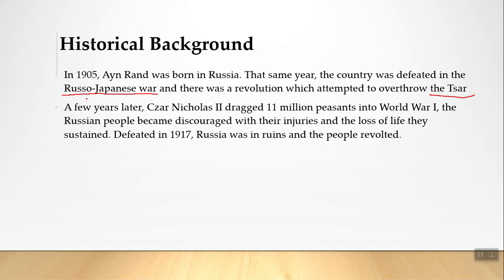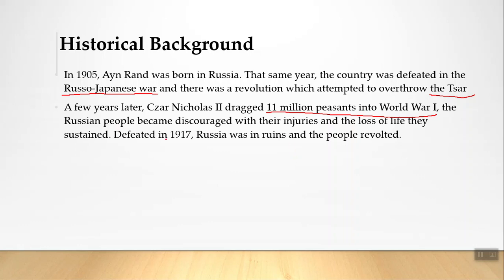So a few years after the defeat, that 1905 revolution did not completely overthrow the government, which it was intending to do. But a few years later, Tsar Nicholas dragged 11 million peasants into World War I. And we're going to look in a minute at how the Russian system was set up at that time. But the peasants were drafted into the war, while people who had a little bit more money were not. And if you ever have the chance to read a book like Anna Karenina or War and Peace, there's a large number of people who are in the Russian nobility. So those people did not have compulsory service in the war, while the poor people did.